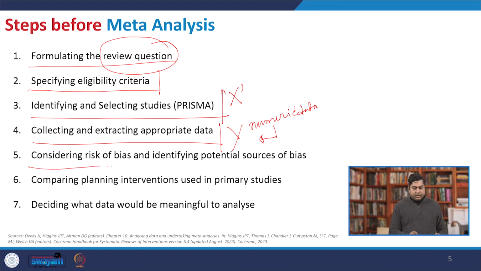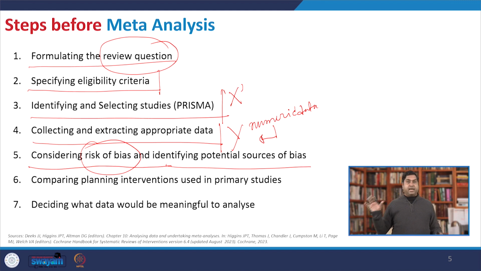Then consider the risk of bias and identify potential sources of bias. If you find in such cases that the results are distinctly varied, then you also have to consider the possible risk of bias. It can come from sampling, sample size, the time and the other context as well.